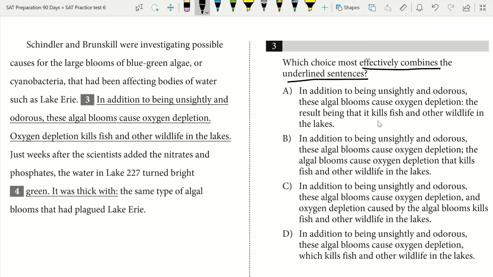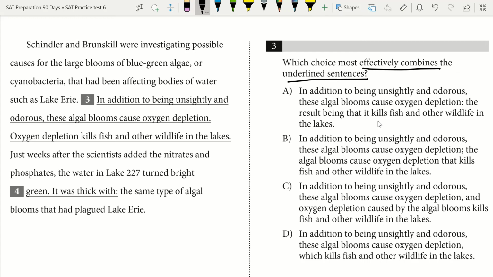So what will happen is you'll have two sentences, both of them will be underlined, and you have to connect them. Oftentimes what these questions deal with is repetition and redundancy. A lot of times across the two sentences, there'll be ideas that are repeated or a subject that is repeated. What you'll want to do is get rid of unnecessary repetition and redundancy.